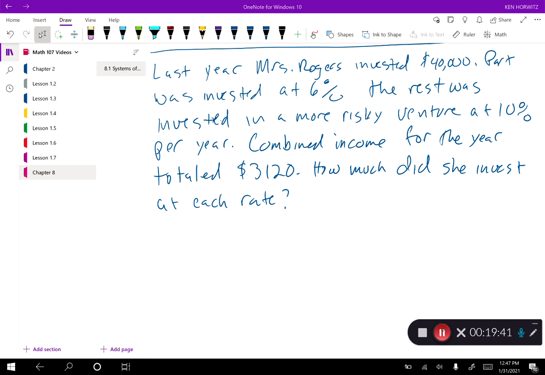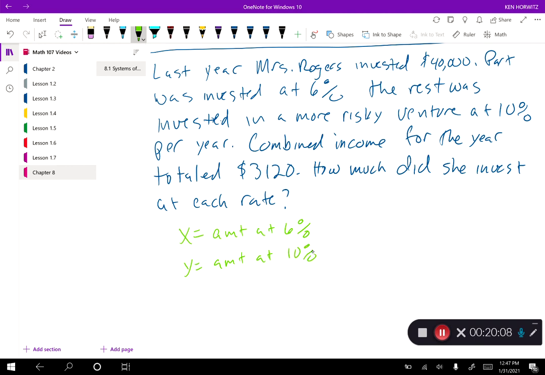So the first thing I want to do is declare my variables. I'm going to use a different color just to get a little contrast. I like green. So I can say x equals the amount at 6%, and y equals the amount invested at 10%.